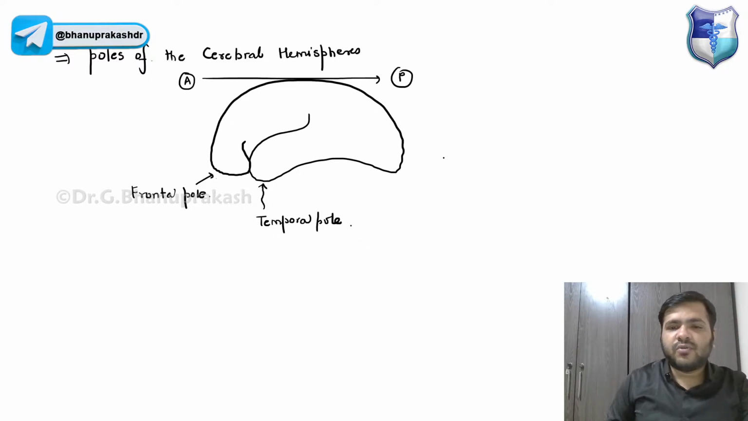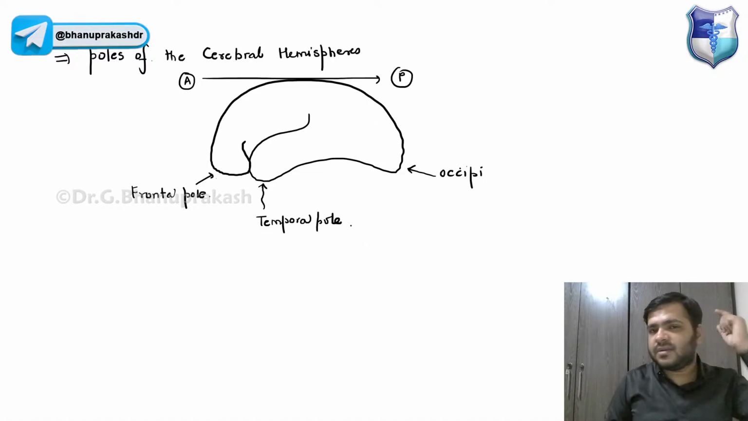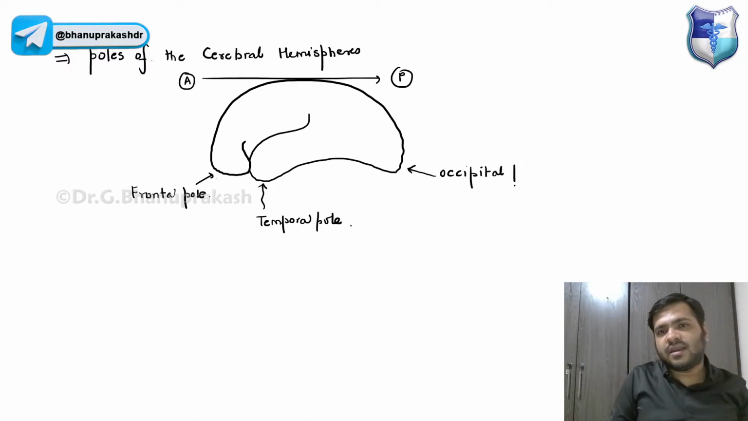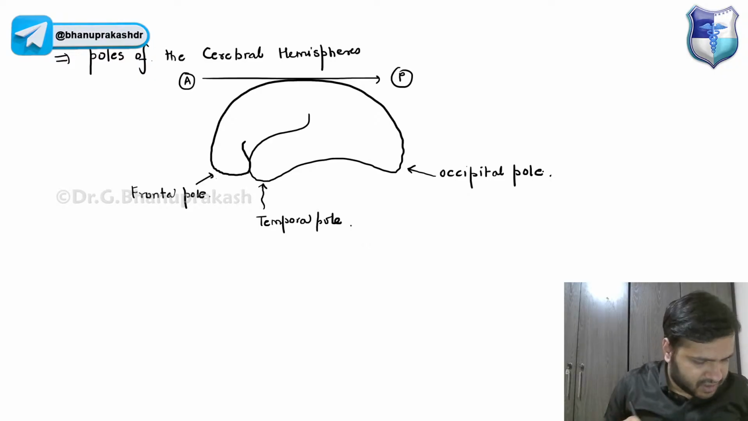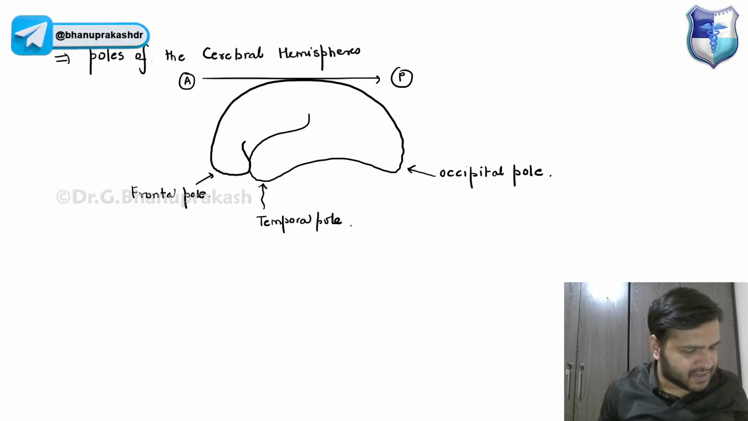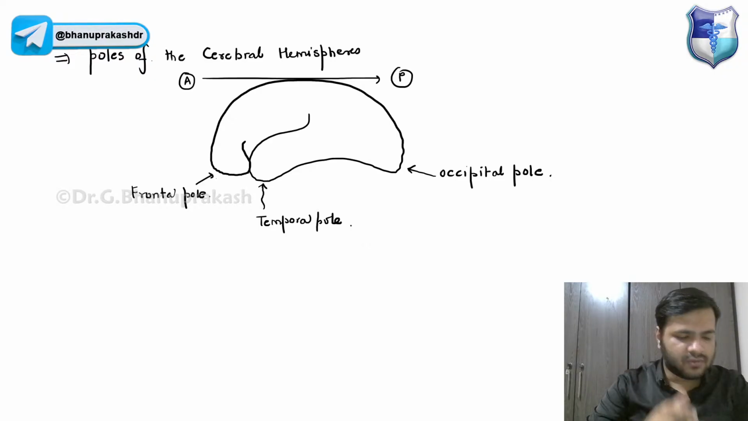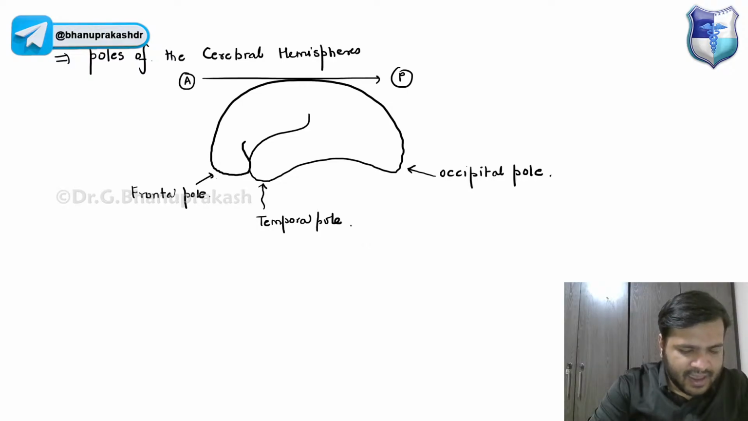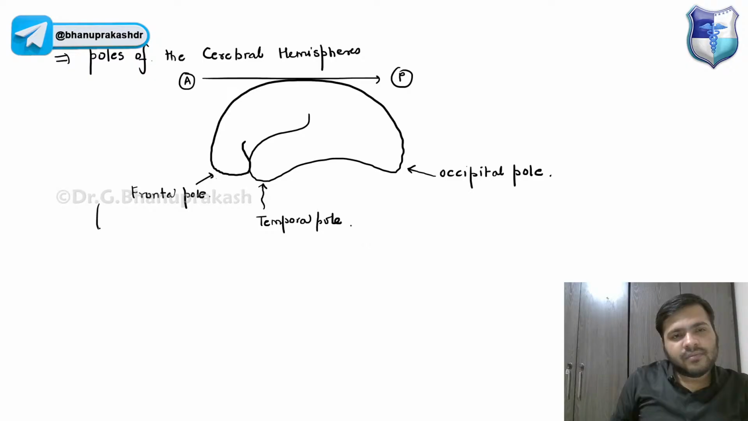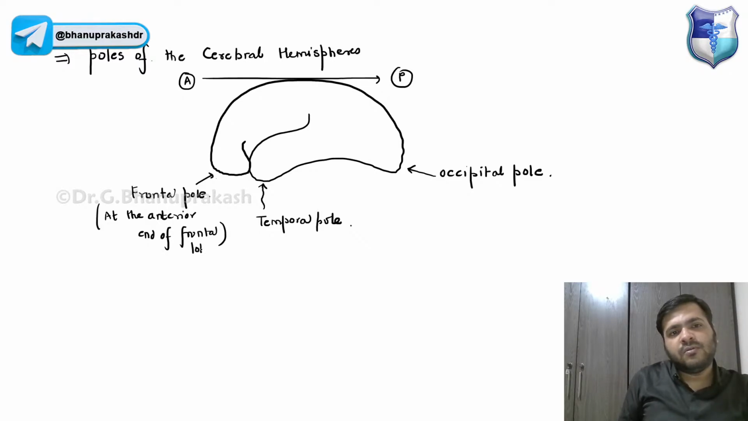Right? Temporal pole, and this one is called the occipital pole. पीछे occipital bone होती है. Yes, frontal, temporal, and occipital. Very good, guys. So we have 3 poles. At the anterior end of the frontal lobe, we have the frontal pole.